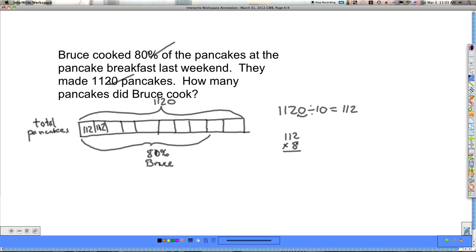So multiply that by 8. 8 times 2 is 16, carry the 1. 8 times 1 is 8, plus 1 is 9, and then 8 times 1 is 8 again there. So that is 896 pancakes. Bruce cooked a lot of pancakes. Okay, Bruce cooked. There you go.